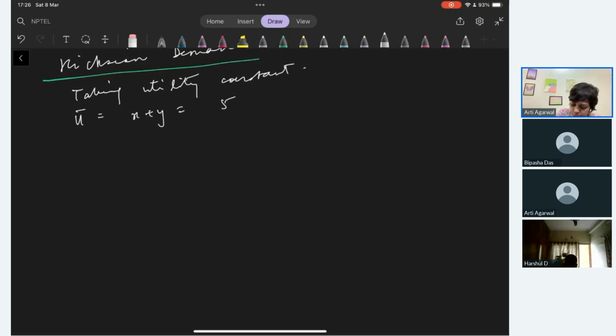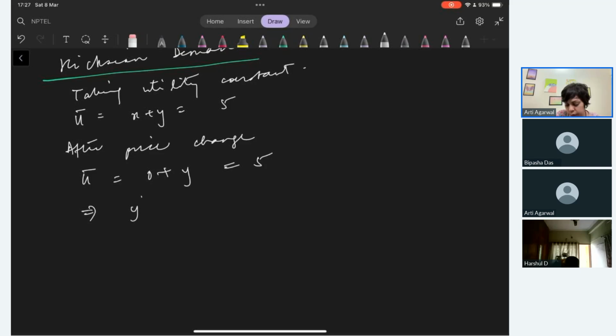Therefore, after price change, U bar is equal to 0 plus Y equal to 5. Therefore, Y prime is equal to 5. This is your Hicksian demand.